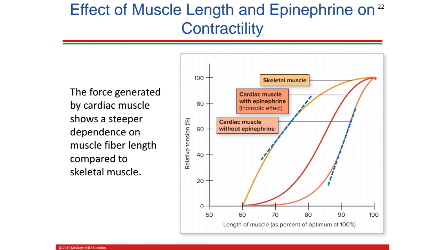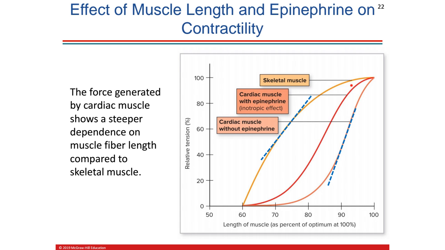For example, for skeletal muscle, once you get to 60% of this optimum length, which is the normal sort of relaxed resting length of the muscle, then you have zero tension development. For cardiac muscle, you also eventually drop to zero by the time you get to around 60%. Now, it turns out though that the slopes are a bit different.